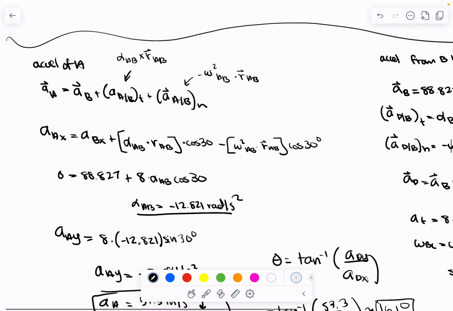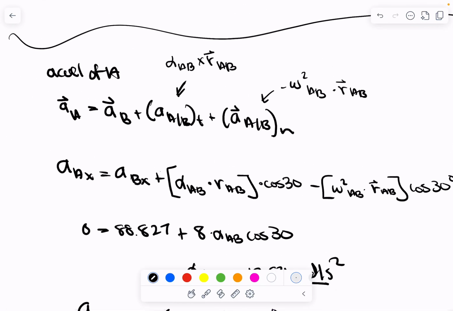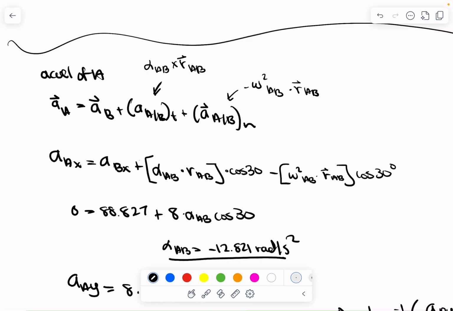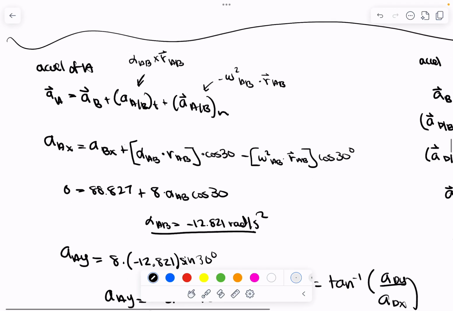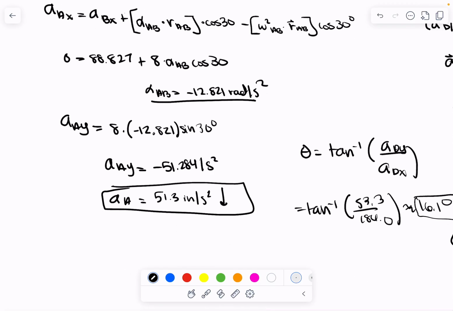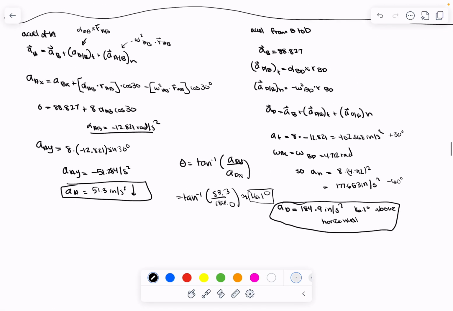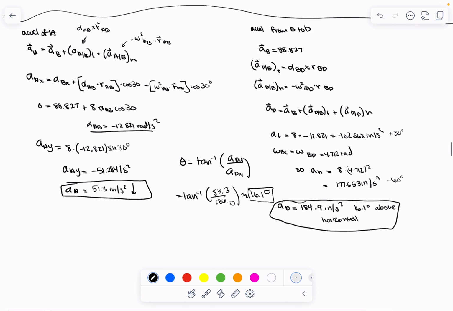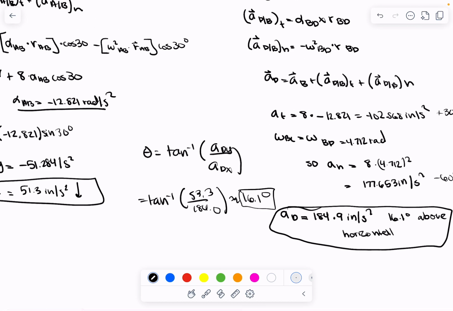acceleration of A is equal to the acceleration of B plus the acceleration of A with respect to B in the tangential and in the normal direction. And I just split them into different components in the top and solved all the way through for alpha AB. And then I plugged that back in to get alpha A as 51.3 inches per second squared downwards. And the theta is 16.1 degrees above the horizontal.